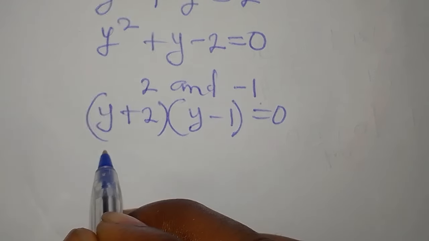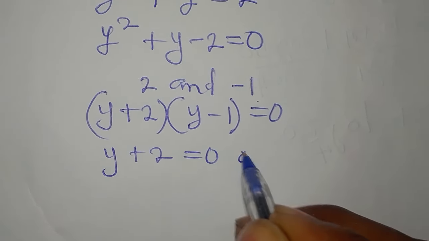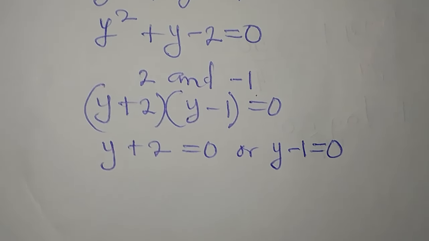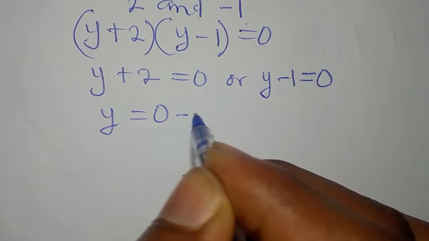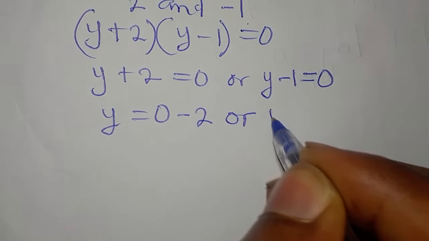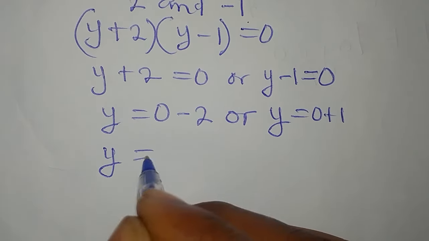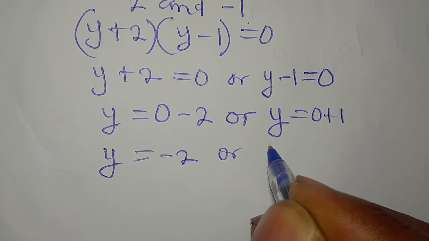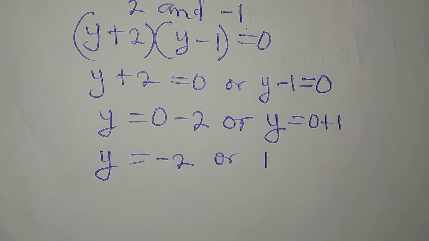Remember, both of them will be equal to 0. And then it is either y plus 2 equals 0 or y minus 1 equals 0. So that y from here is 0 minus 2, or y from here is 0 plus 1. Y is equal to minus 2, or we have 1, right? Y is equal to minus 2 or 1.